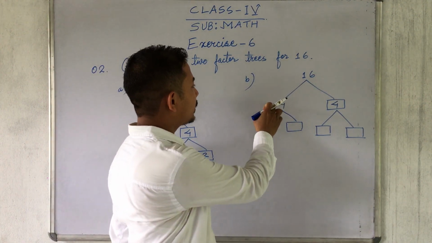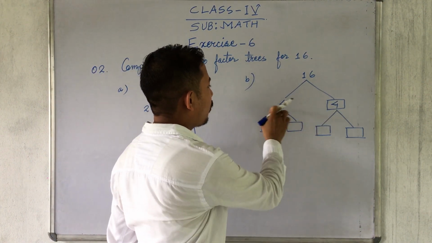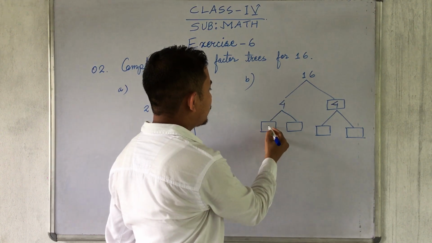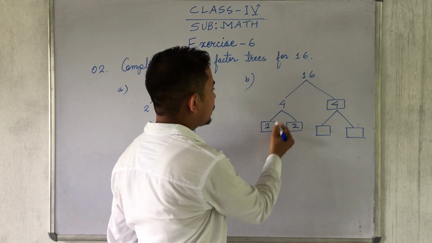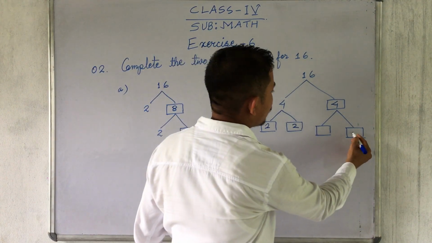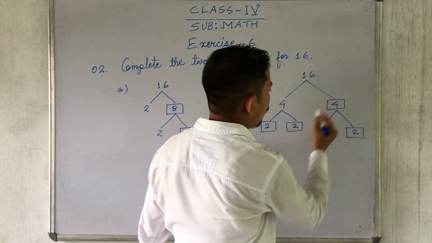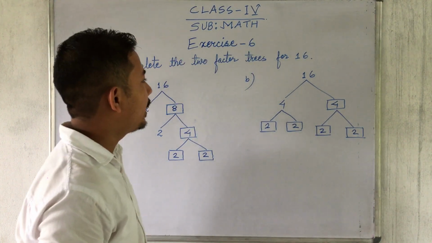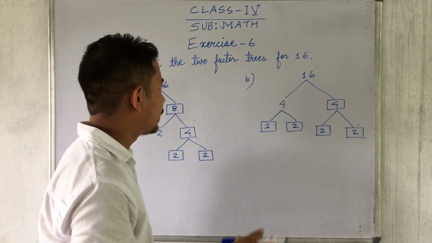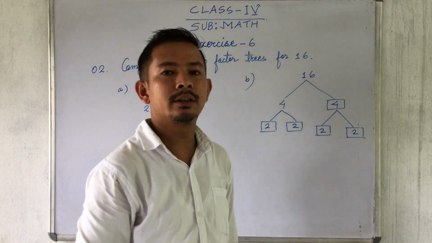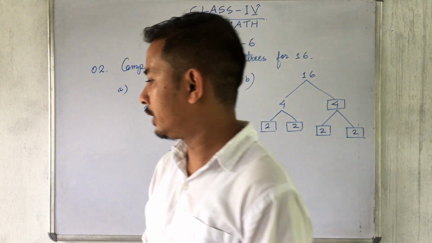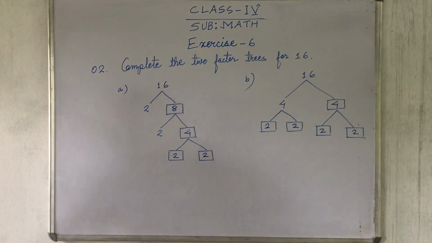In the same way, if you see 4 on both sides, the factor of 4 is 2, because 2 times 2 is 4. Here also 2 times 2 is 4. So this way you have to find the factors, and you need to make the factor tree. Understood? Okay. This is question number 2.